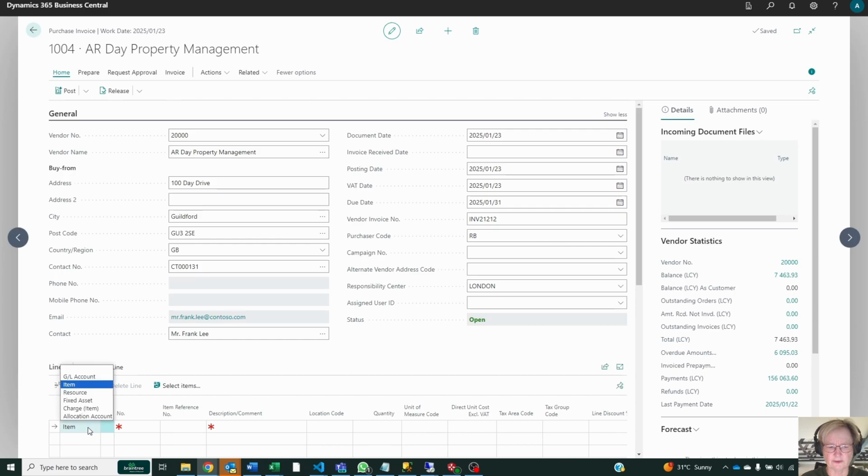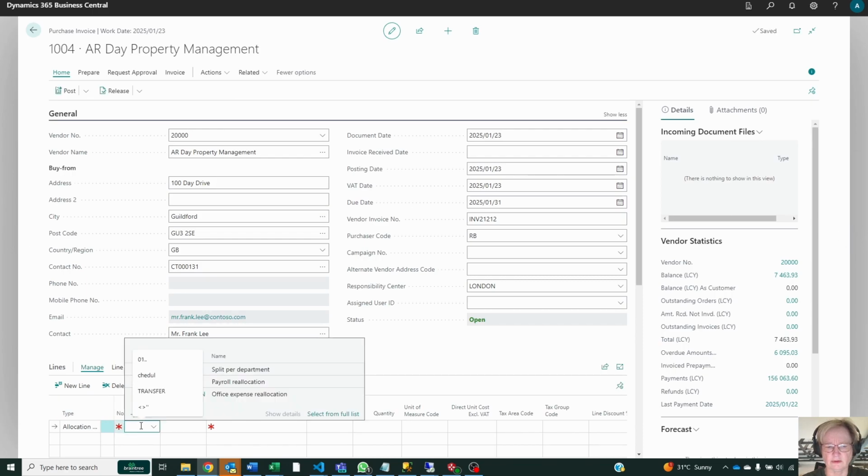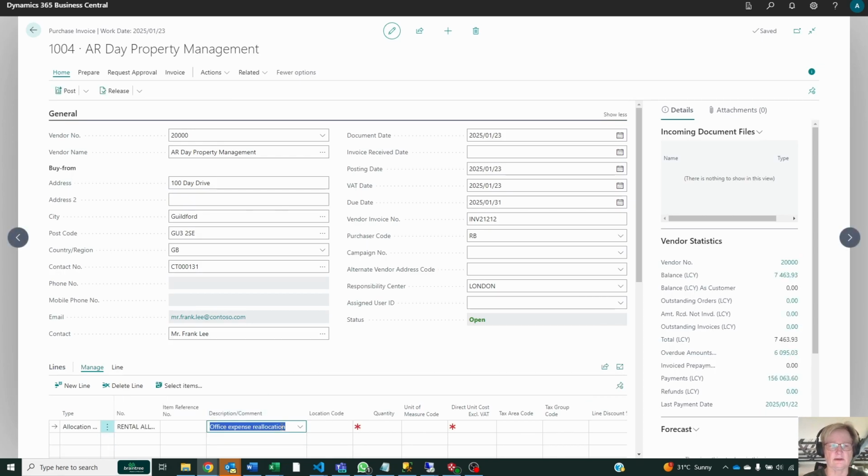And now, instead of selecting an item or a GL account or a charge item, which we would be used to using, I am going to use the one at the bottom here, this new option called Allocation Accounts. And I am going to use for this my office expense reallocation. So this is going to effectively take my landlord's bill, where he's given me one line of costs, and I'm going to split that when I post it into multiple lines. So the way we work with that, let's say the quantity is 1, the unit cost is 1,000. That's my line. What am I going to do with it?